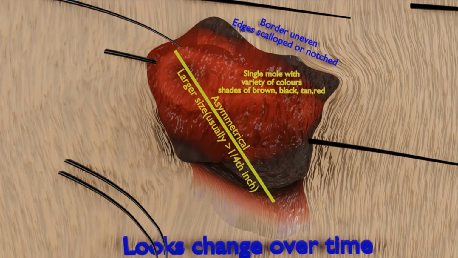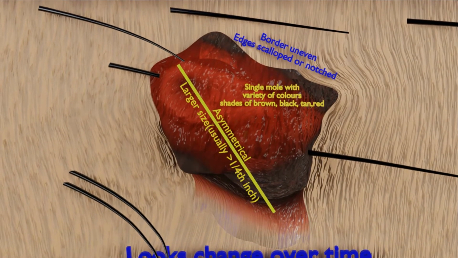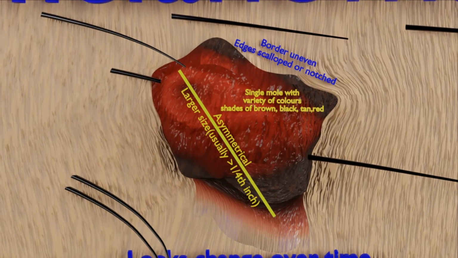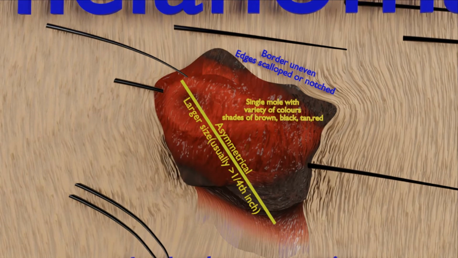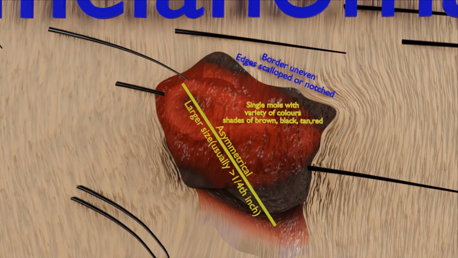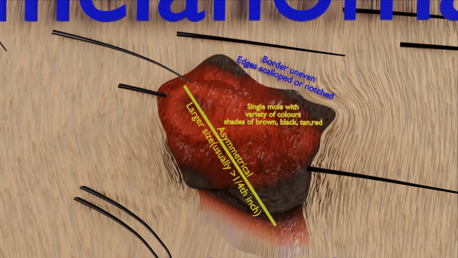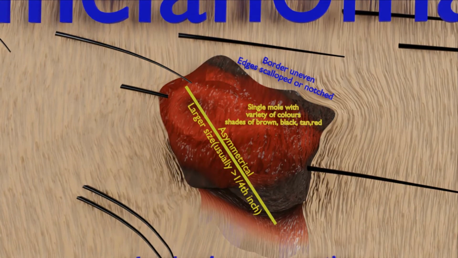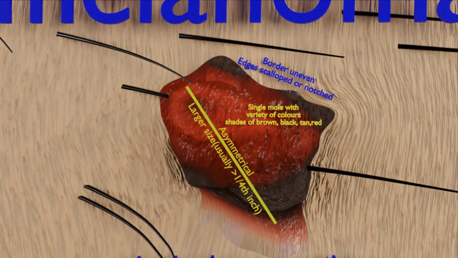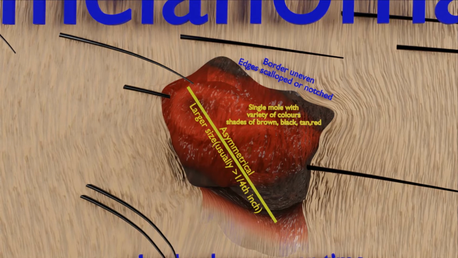Now I will be speaking about some important features of a cancerous mole called malignant melanoma. A melanoma is the most dangerous type of skin cancer. Australia and New Zealand have the highest rate of melanoma in the world. Highest rates also occur in Northern Europe and North America, while it is less common in Asia, Africa, and Latin America.